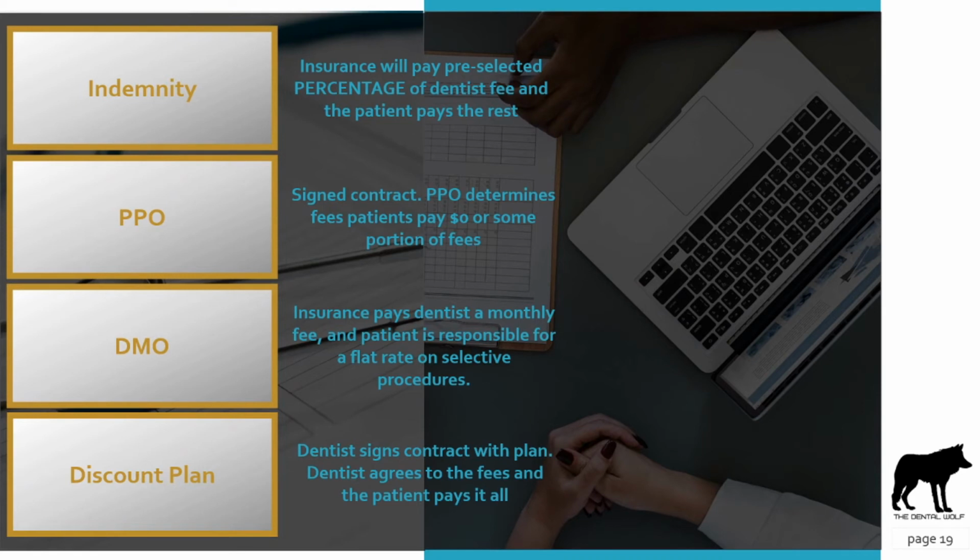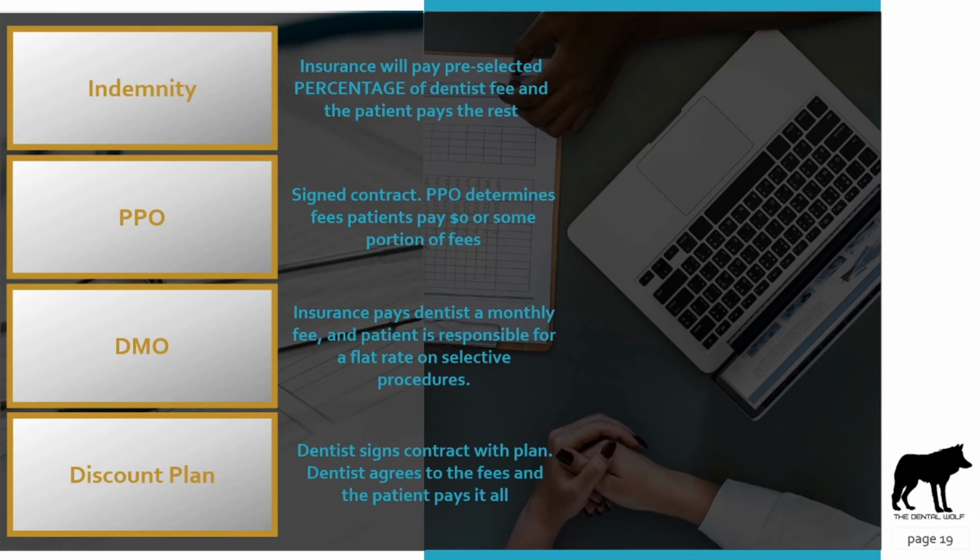So indemnity plans are kind of our typical, what we think dental insurance should be. The insurance pays a pre-selected percentage of the dental fee, and the patient pays the rest. PPOs and DMOs and discount plans are all contracted plans. With a PPO plan, the insurance company will decide what the UCR fee should be, and so they'll adjust it from the top and then pay some percentage of that treatment.